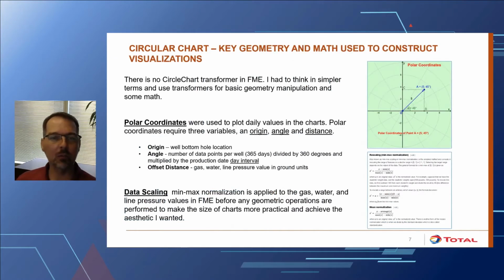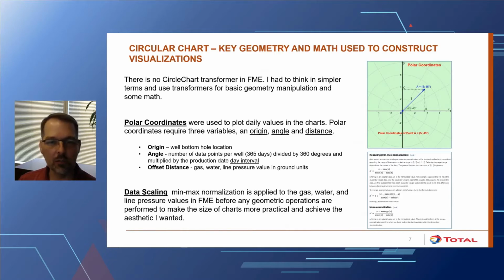There is no circle chart transformer in FME. I had to think in simpler terms and use standard transformers for basic geometry manipulation, plus some math. There's two basic concepts that were necessary to render these charts. Polar coordinates were used to plot the daily values in the charts. They require 3 variables: origin, angle, and offset.